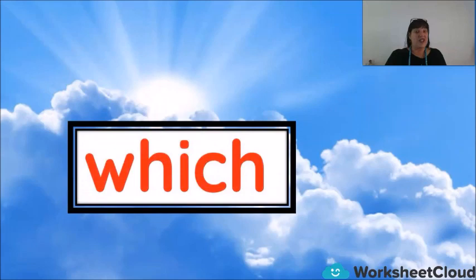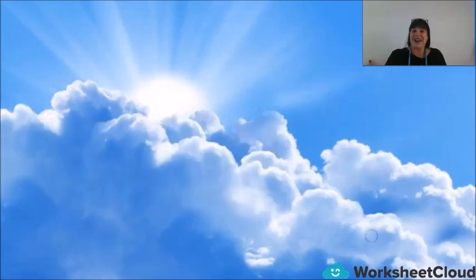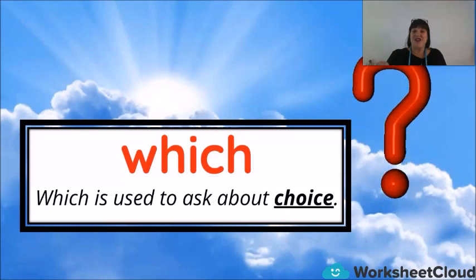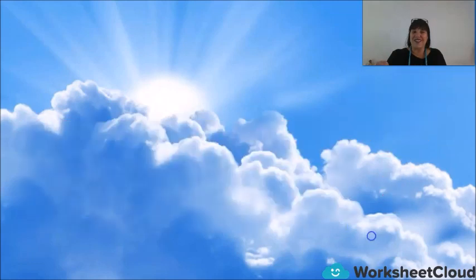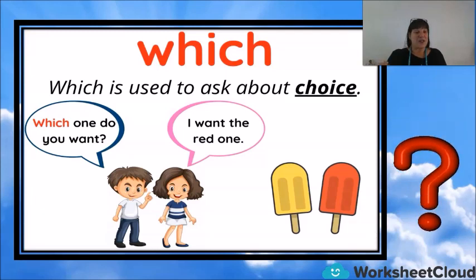Then there's another one, which is the word which. It also needs a question mark. Which is used to ask about choice. So you've got to choose. When you hear the word which, you're going to choose. And you're going to use a question mark too. Which one do you want? It's a question. And the answer would be, I want the red one. There's our question mark for the question with the word which in it.